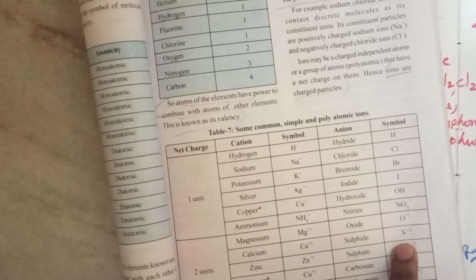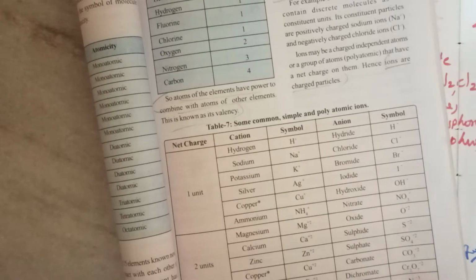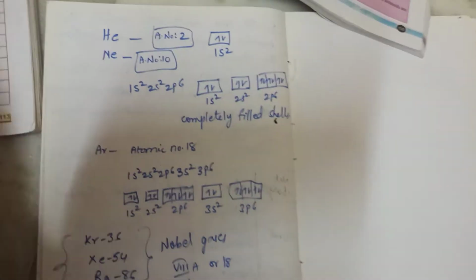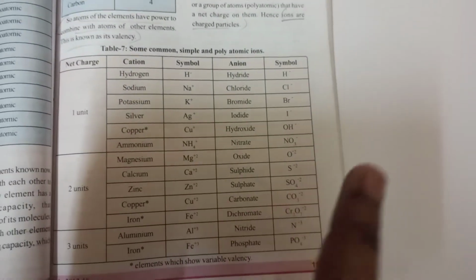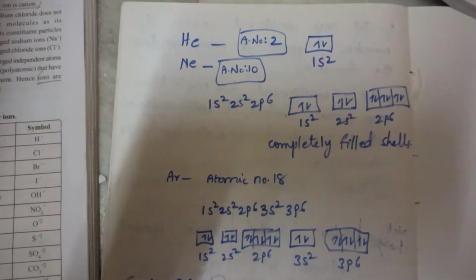Sulfide is a divalent anion. Sulfate also a divalent anion. Carbonate divalent anion. Dichromate divalent anion. Phosphate trivalent anion, negatively charged. Here we understand the formation of these anions and cations based on the noble gas elements.